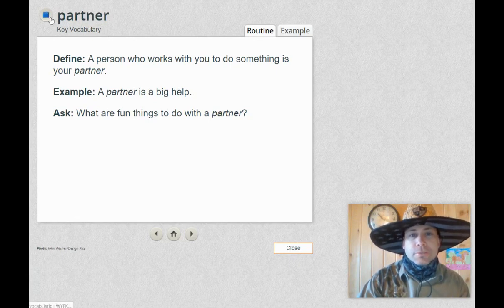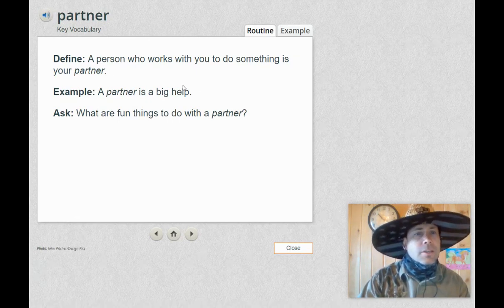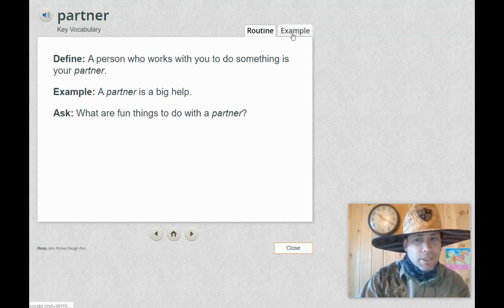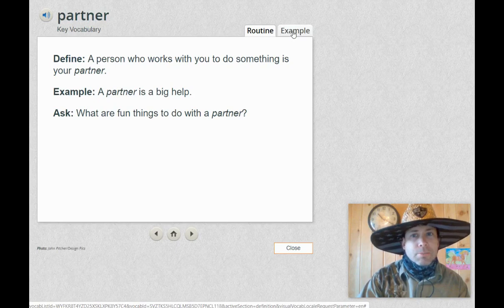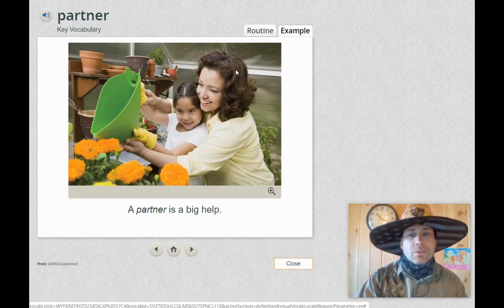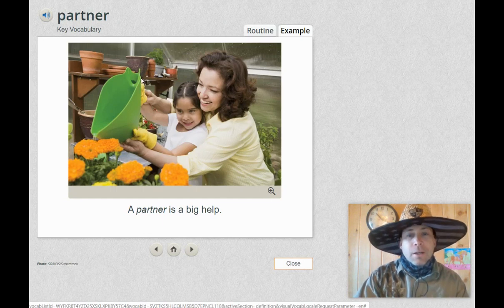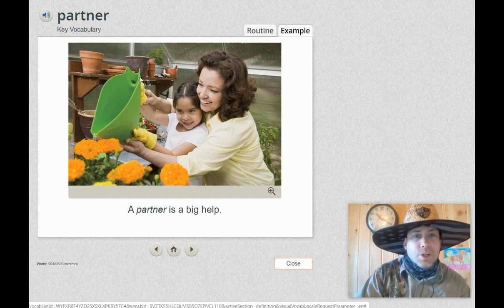Partner. A person who works with you to do something is your partner. A partner is a big help. Yeah, can you guys think of any partners you have and things you do with them? I'll give you a hint right now. This might be what your partner looks like. Is it your mom or dad, brother, sister, grandma, grandpa, aunt, or uncle? They help you with things around the house? I bet. Well, that's it for this week with your high-frequency words to know.